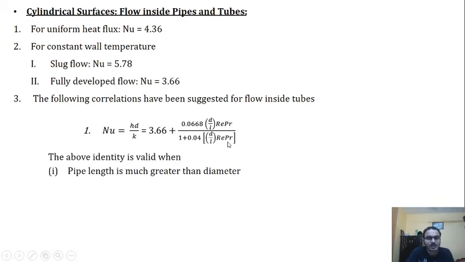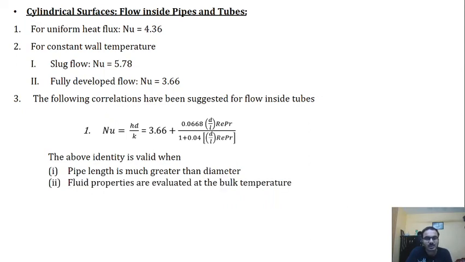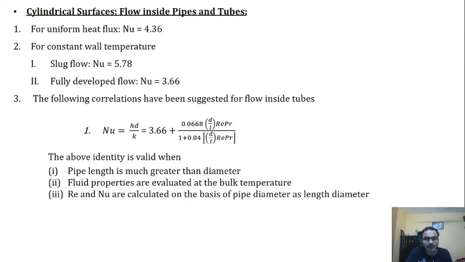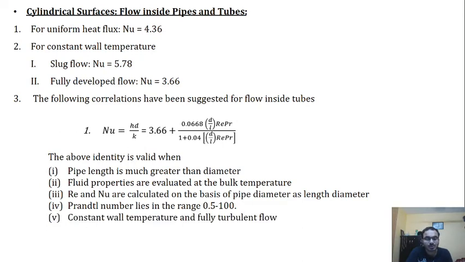The above identity is valid only when the pipe length is much greater than diameter, that is, the pipe is long. Second, fluid properties are evaluated at bulk temperature. Reynolds number and Nusselt number are calculated on the basis of pipe diameter as length, and Prandtl number lies in the range of 0.5 to 100. The constant wall temperature and fully turbulent flow has to be there.